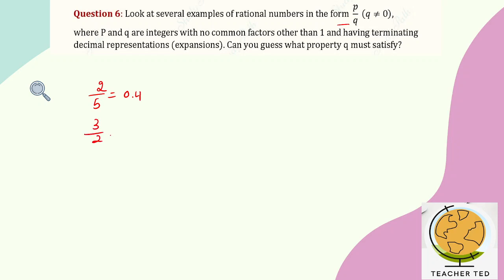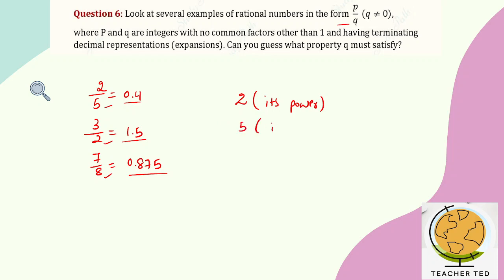Let us take 3 by 2. We'll get 1.5 as an answer, and 7 by 8 becomes 0.875. So remember, I'm doing all the answers here. You just see all are terminating only. Now, if you observe all these, the denominators are in the form of 2 or its power. Similarly, this denominator is 5 or its power.